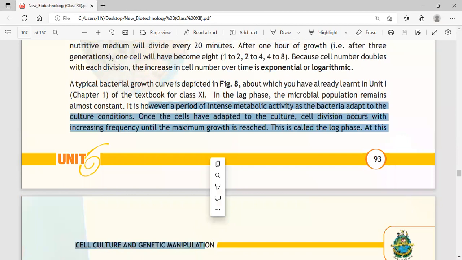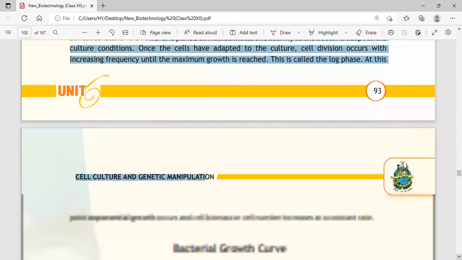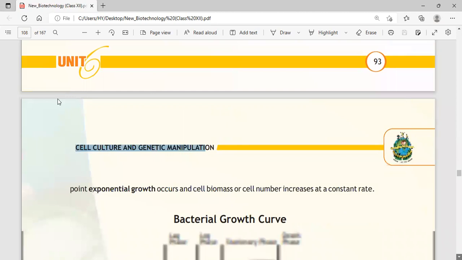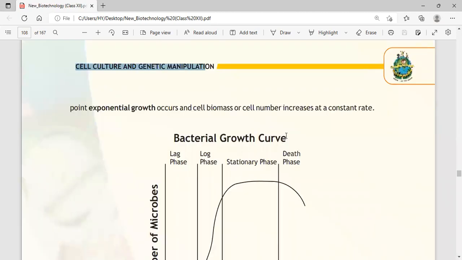Once the cells have adapted to the culture, cell division occurs and increases in frequency until the maximum growth rate is reached. This is called the log phase. At this point, exponential growth occurs and the cell biomass or the cell number increases at a constant rate.